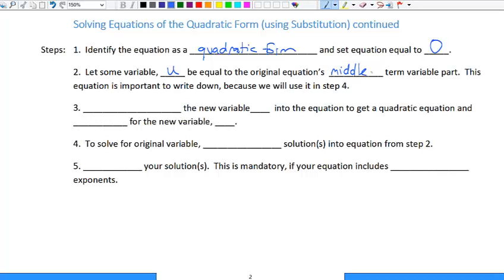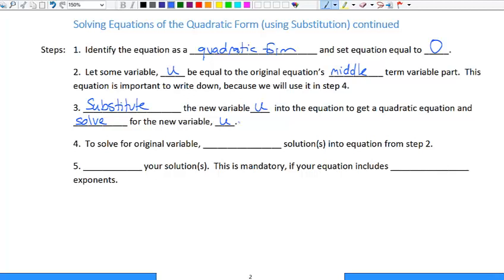This is very, very important to write this down because you're going to use it again. Now, I want you to substitute on step 3 the new variable u into the equation to get the quadratic equation, and then solve for the new variable u. A lot of students think that they're done at this point because they've solved for something, but the original problem wasn't in terms of u.